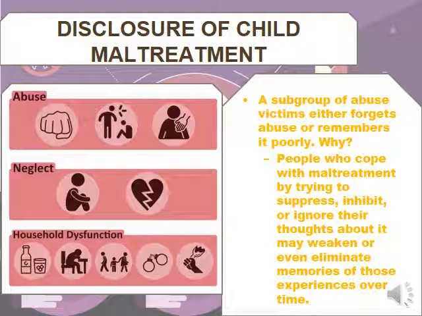So initially, a subgroup of abuse victims either forget abuse or remember it poorly. They always ask the question of why. Why does that happen? And again, a lot of times it's a coping mechanism. Initially, they're primarily trying to cope with the maltreatment. Initially, they'll suppress it, inhibit it, or ignore their thoughts about it, therefore weakening the initial memory. And over time, the initial experience is either repressed or forgotten until at a later time.